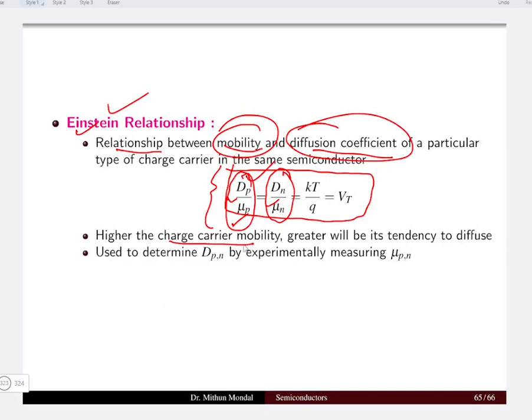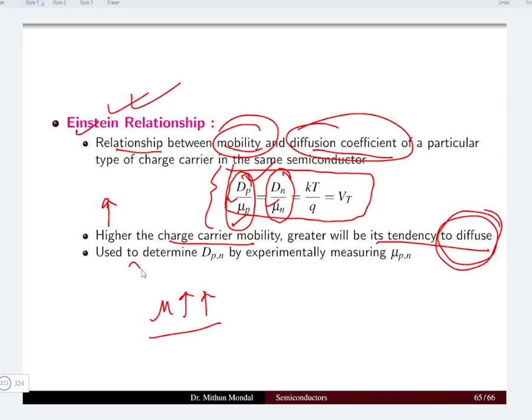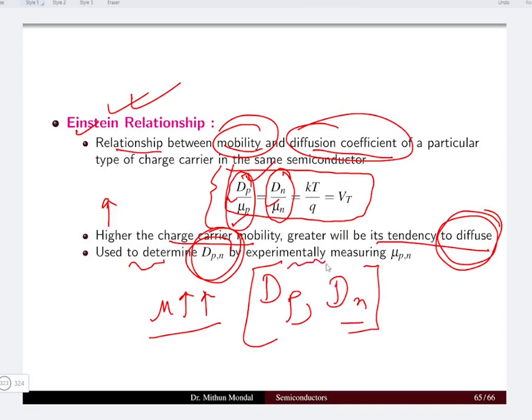Hence, the greater the mobility of the charge carrier, the greater the tendency to diffuse. So when the mu value is increasing for the charge carrier, it will have a tendency to diffuse more, so more current will be there. And this Einstein equation is used to determine Dp and Dn, whether the diffusion coefficient of holes or of electrons. You can determine these experimentally by measuring the mobility. Once you determine the mobility experimentally, you can determine the diffusion coefficient of holes and electrons.